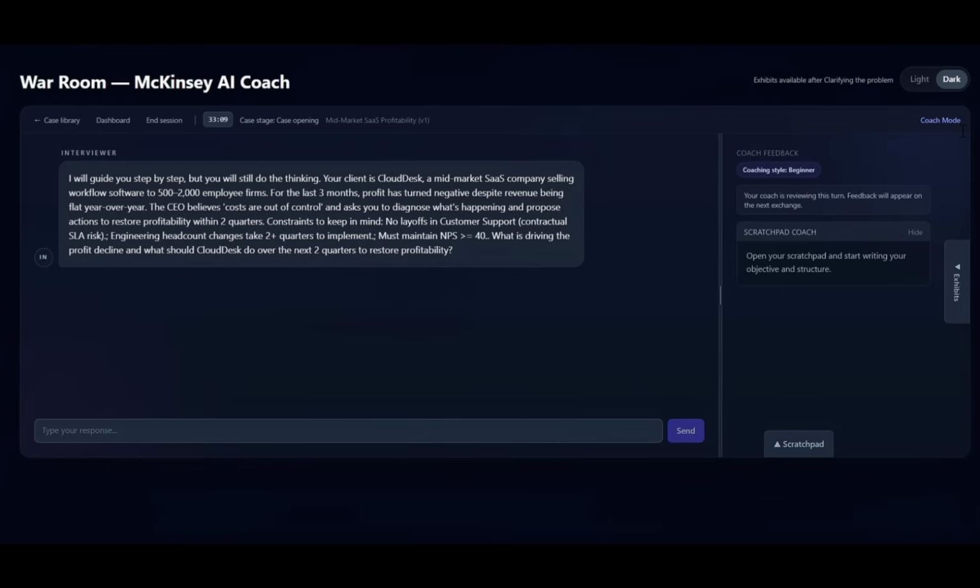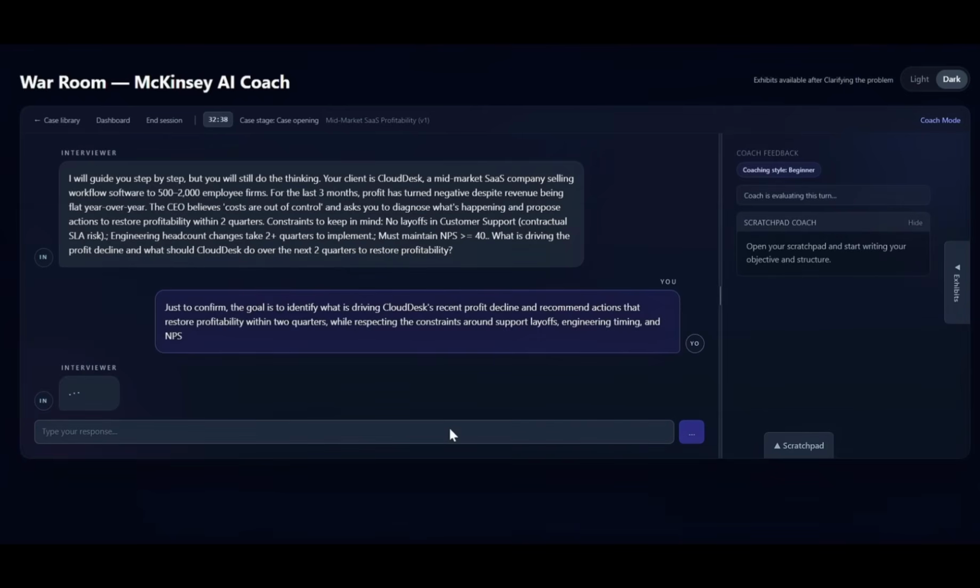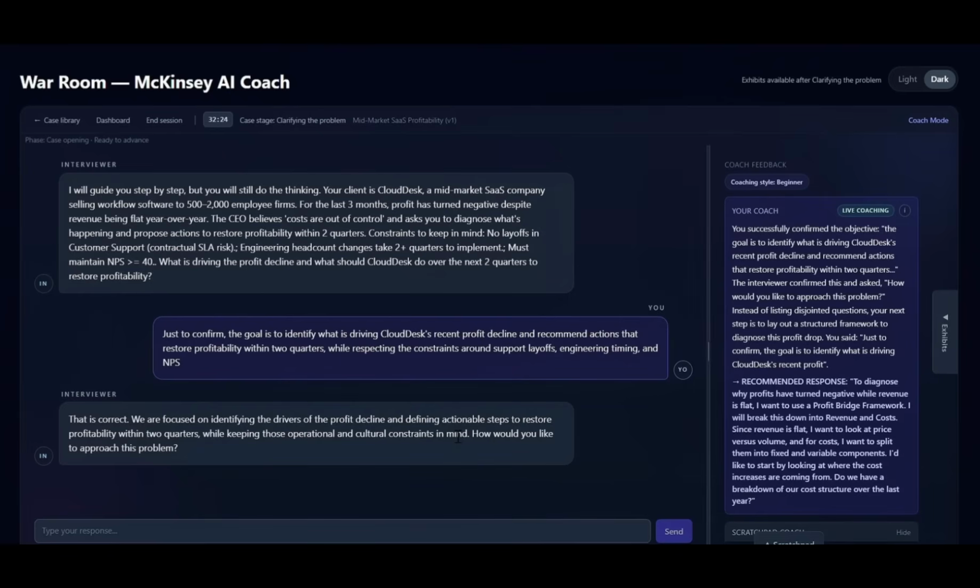Our first job is to clarify the objective cleanly as we would in a real case interview. So we just need to confirm the goal, we need to confirm the constraints, and we need to confirm the objective. Great. Now that we've done that, we're going to wait for our interviewer to respond. And our interviewer has told us that our assumptions are correct. We're identifying the drivers of profit decline and defining actionable steps to restore profitability. And then the question that we're asked is how we'd like to approach this problem.